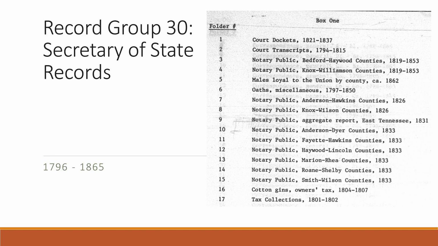Here's the part of the finding aid for record group 30, just to give you a sense. Again, these are typically, they're always on the first reel of microfilm. They're almost all online, and we have a paper copy downstairs as well. Number 5 there grabs your attention, even if you're looking for something else. Males loyal to the Union by county, circa 1862. So again, that attention deficit genealogy disorder may kick in, and you may go jump to that.